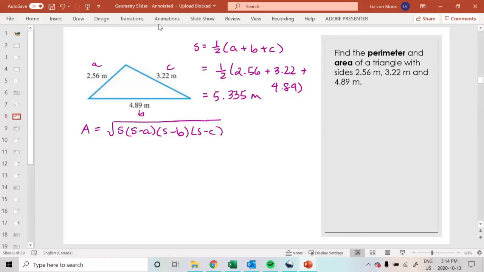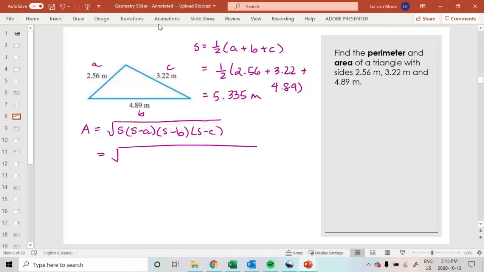I've already decided, and it's not indicated here, so I get to choose. I've already decided that I'm going to round my answer to 1 decimal place, so I've kept 2 additional decimal places in any intermediate step. So I want to make sure that I don't round intermediate steps. I want to save that for the final answer.